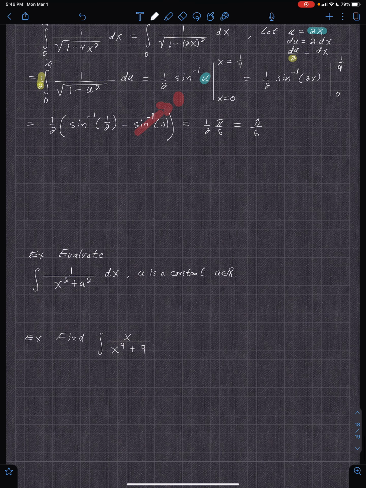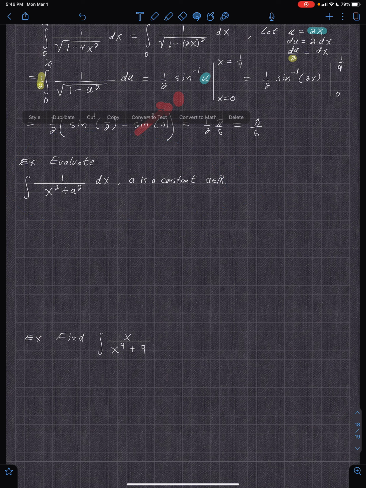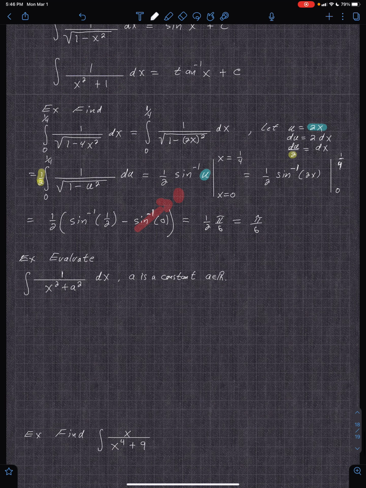Okay, next one. All right, next example, evaluate this one. You can see right away this looks kind of like a tangent, but this has to be a 1. So we're going to have to rearrange this quite a bit. Let's see how you do that.